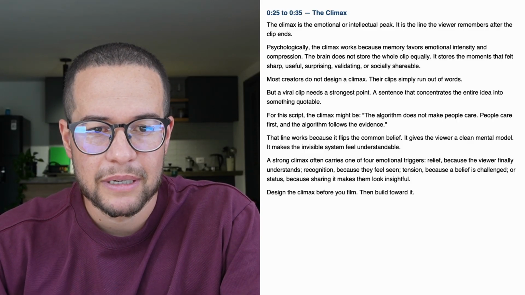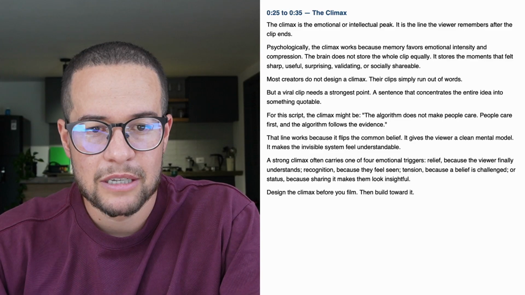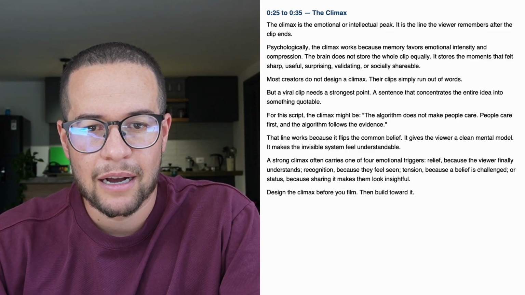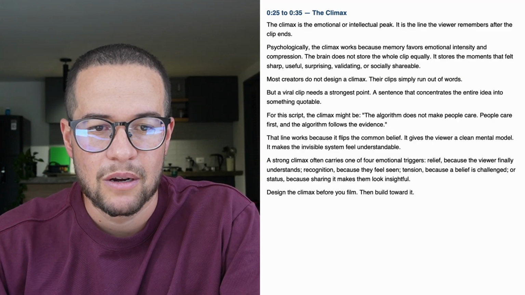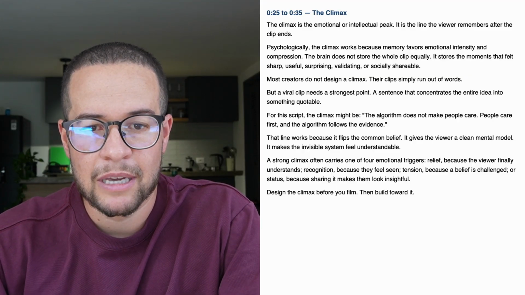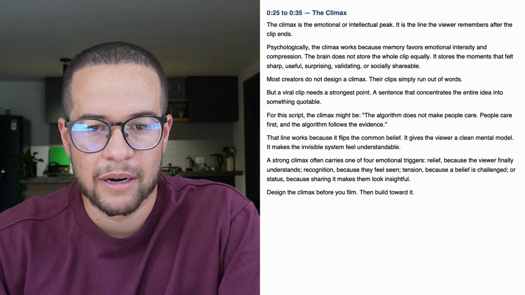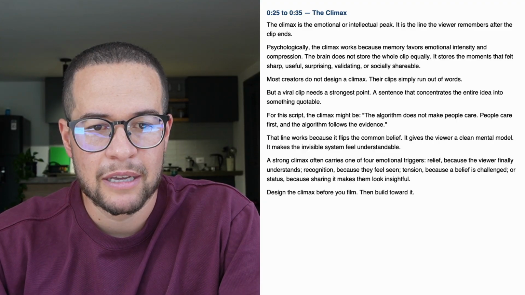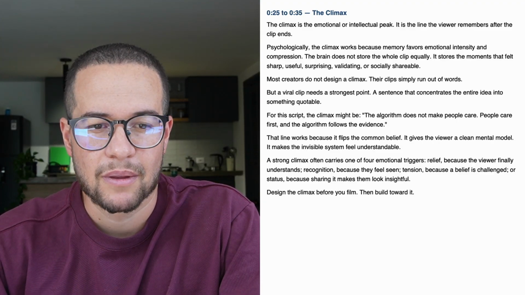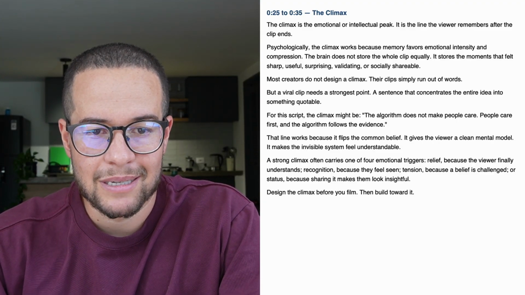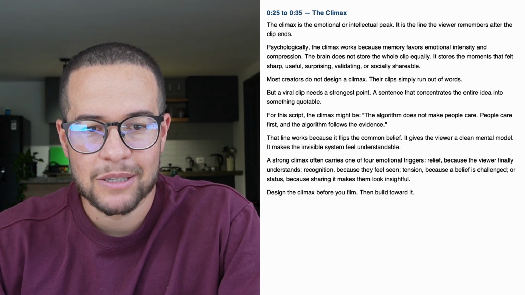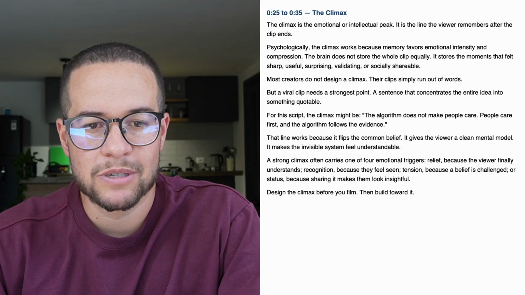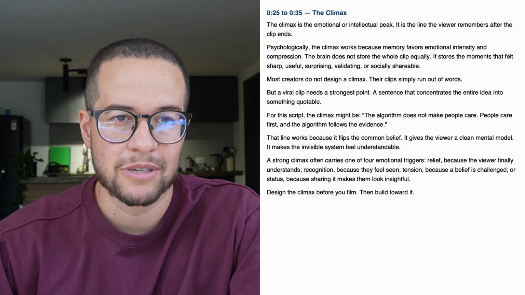But a viral clip needs a strongest point, a sentence that concentrates the entire idea into something quotable. For this script, the climax might be: the algorithm does not make people care. People care first, and then the algorithm follows the evidence. That line works because it flips the common belief. It gives the viewer a clean mental model. It makes the invisible system feel understandable.